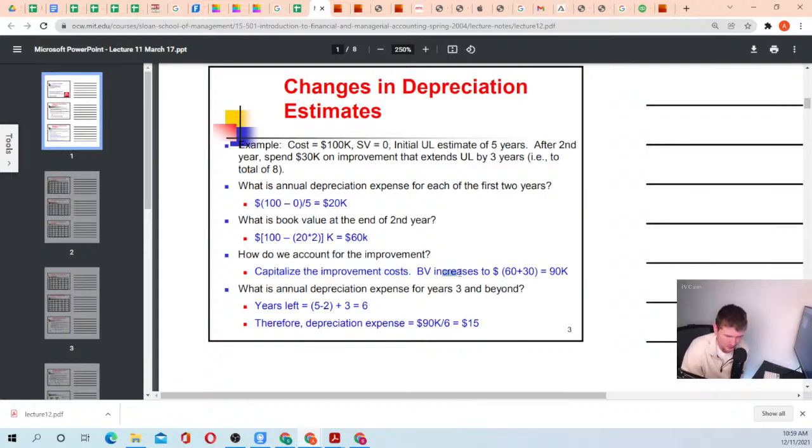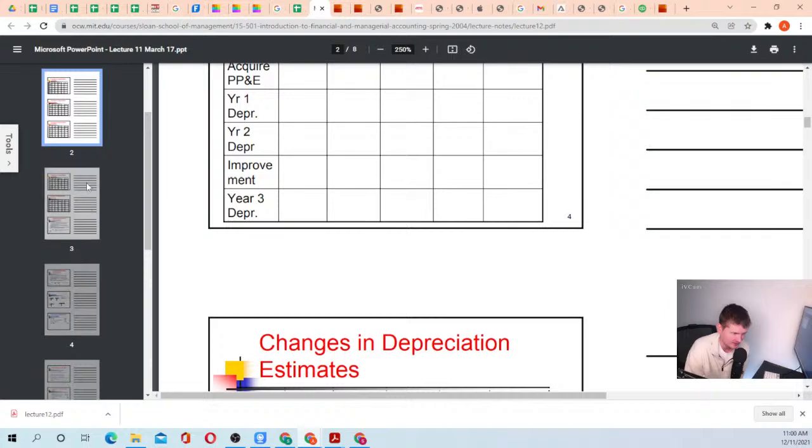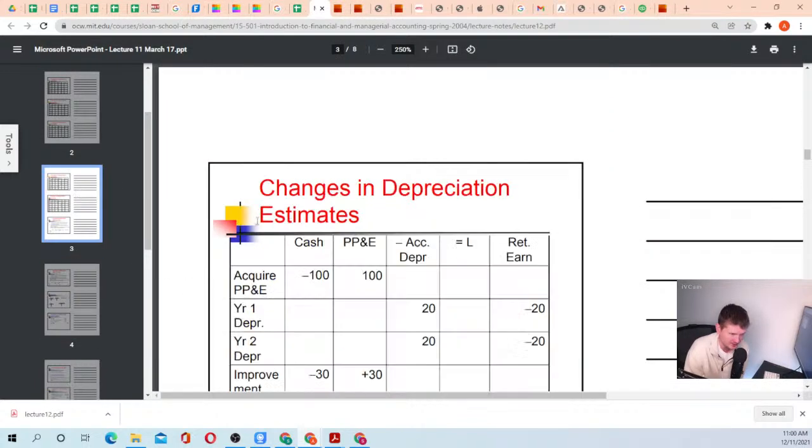So book value increases to 90,000. Now at the end of the second year, our book value is 90,000. We had a useful life of 5 years, and at the end of the second year we have 3 years of old useful life left, and we extended it by 3 more years. So basically, at the end of the second year, we have 5 years. Oh, sorry, 6 years left. And depreciation going forward will be 15,000. You can fill up these tables as part of your exercises. We won't do that now. Hopefully that example is clear enough.